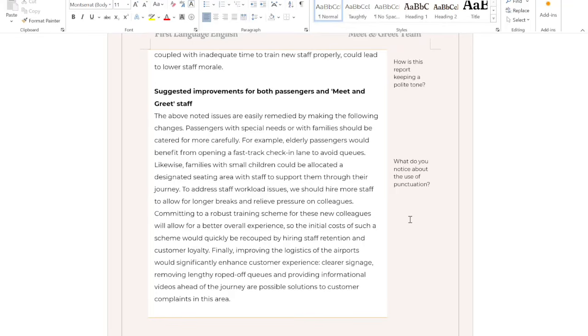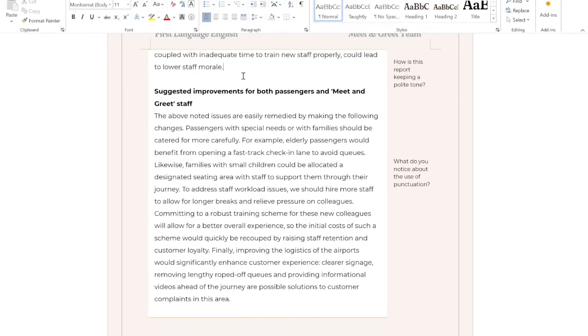To address staff workload issues, we should hire more staff to allow for longer breaks and relieve pressure on colleagues. Committing to a robust training scheme for these new colleagues will allow for a better overall experience, so the initial costs of such a scheme would quickly be recouped by raising staff retention and customer loyalty. Finally, improving the logistics of the airports would significantly enhance customer experience.